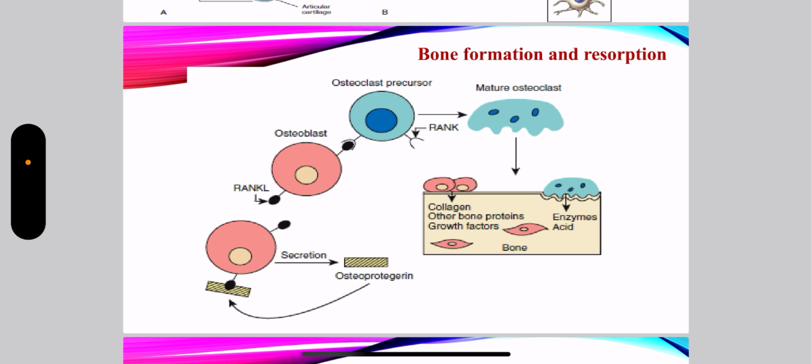Now you can see one term here, osteoprotegerin. What is the function? It is secreted by precursor cells and regulates the differentiation of monocytes by competing with RANK for binding with RANKL. So basically we can say that this osteoprotegerin will be helpful in the process of bone formation, resorption and bone repair.